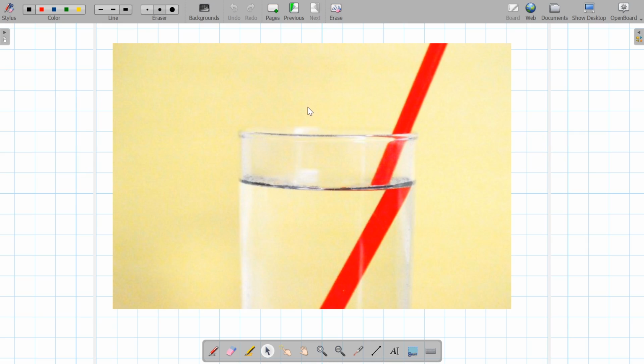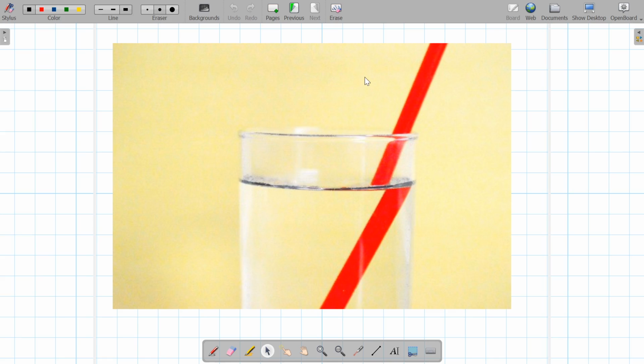Guys, imagine here that you're standing and you're looking at this glass of water, and you wonder to yourself, why is it that the straw appears to be broken above the surface of the water? Well, the reason is because of refraction. What refraction is, it involves the bending of these waves.